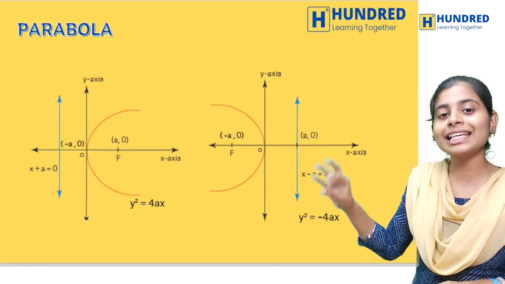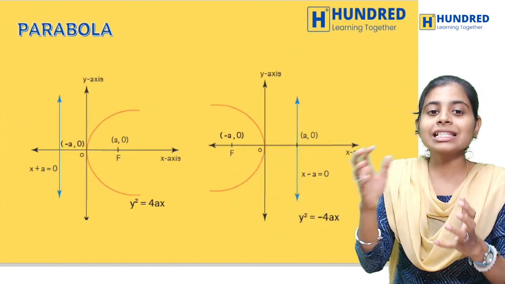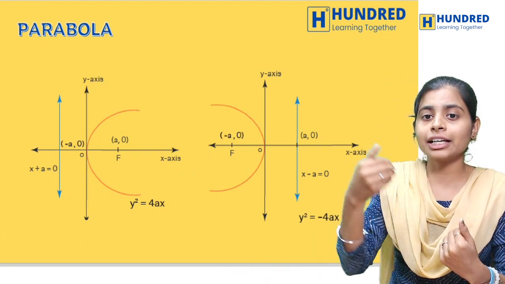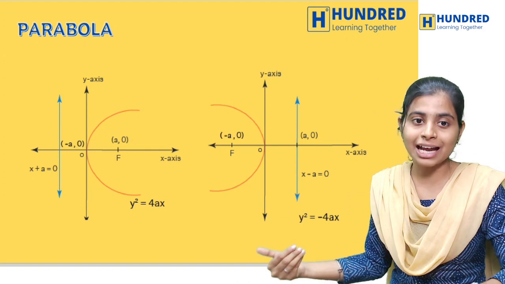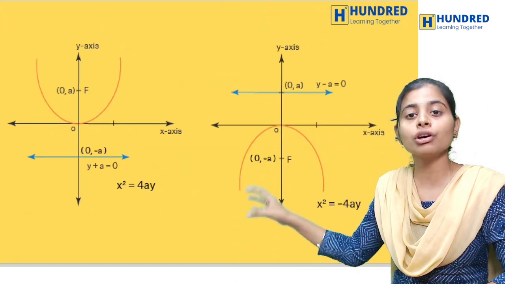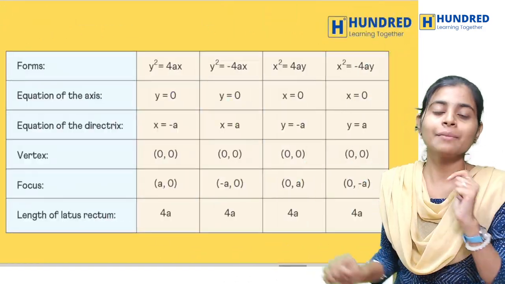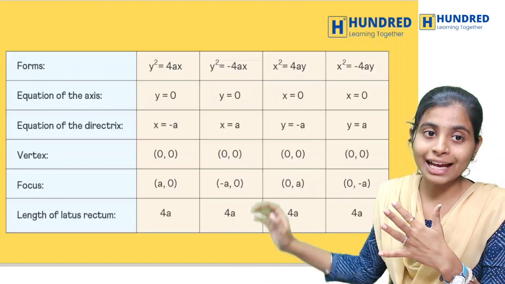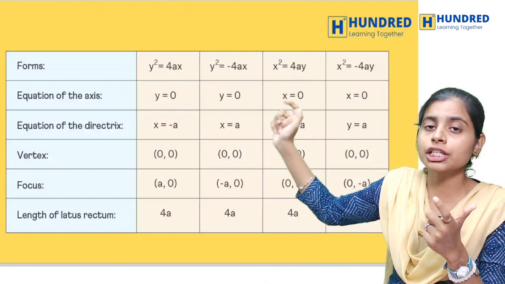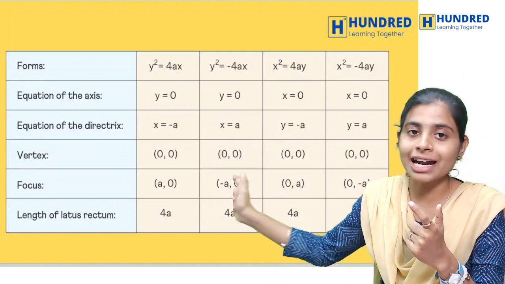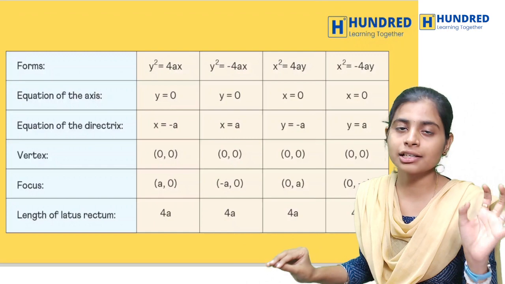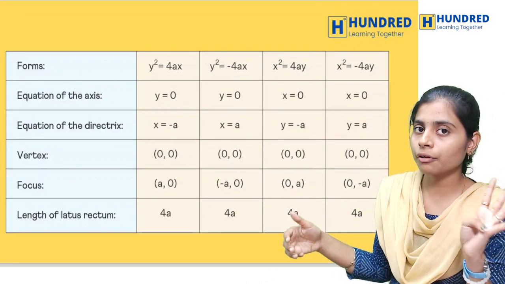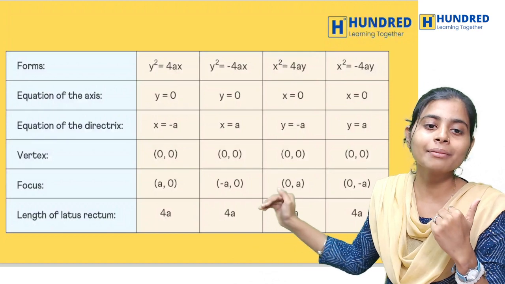And also these four types have different foci, different vertices and different equations of the directrix. Everything is different for these four standard forms. So this table will help us to identify the equation of the axis, equation of the directrix, vertex, focus and the length of the latus rectum. Obviously the length of the latus rectum is common for all the standard forms. For the four forms we have a common latus rectum.